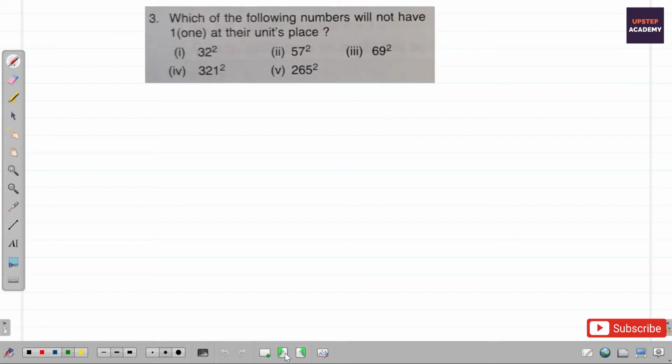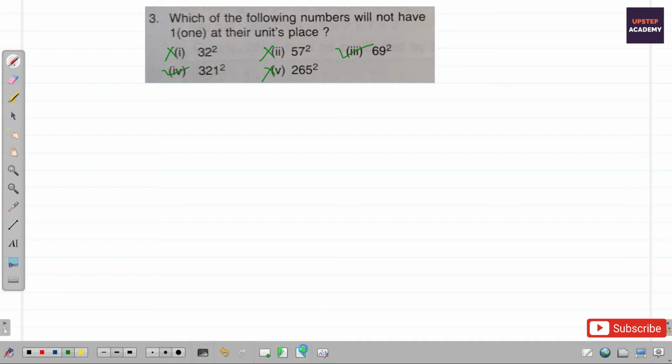Let's go for our third question. Third question, you can see: which of the following numbers will not have 1 at their units place? This question is very similar to the previous question. This number will not have 1 at the units place. This will also not have 1 at the units place. This will have, because the number present at the units place of this 69 is 9. So after squaring it, definitely 1 will be the number present at the units place of the square. This will also have 1 at the units place. This will not have, because 1 or 9 is not present at the units place.